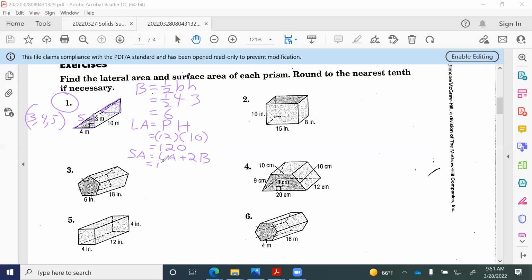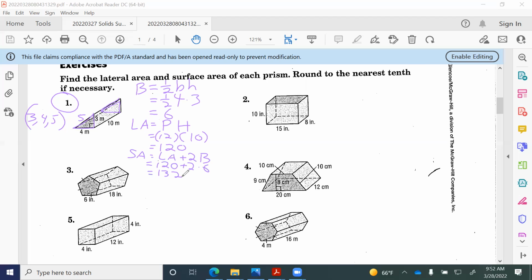So we just have to plug in those other 2 numbers. Lateral area was 120. Base area was 6. So we have 2 times 6, 12, added to 120. That's 132. Now, before I can say we're done with this, we should always include units. We're still talking about area, so just like in the last section, our unit should be squared.